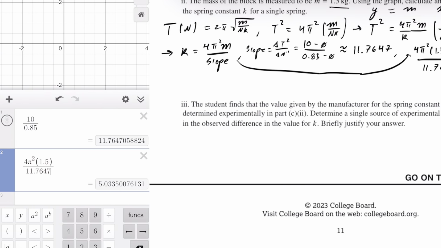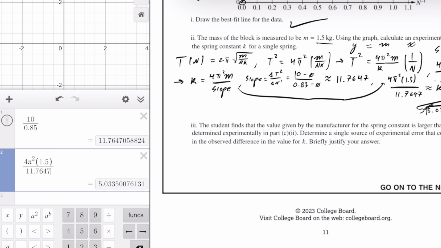So there's our answer. Now part I. The student finds that the value given by the manufacturer for a spring constant is larger than the value determined experimentally in part CII. Determine a single source of experimental error that could result in the observed difference in the value of k. Briefly justify your answer. Okay, so the spring constant is larger, so let's see, what's proportional to slope? If we increased the change in period, that would make slope bigger, which would make k smaller. So not a bigger period, so maybe a smaller period.